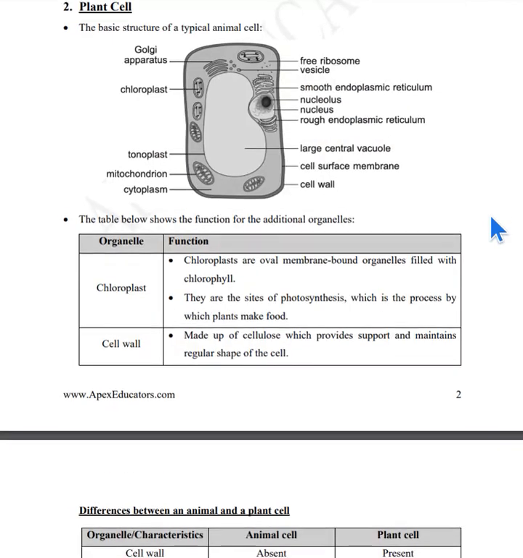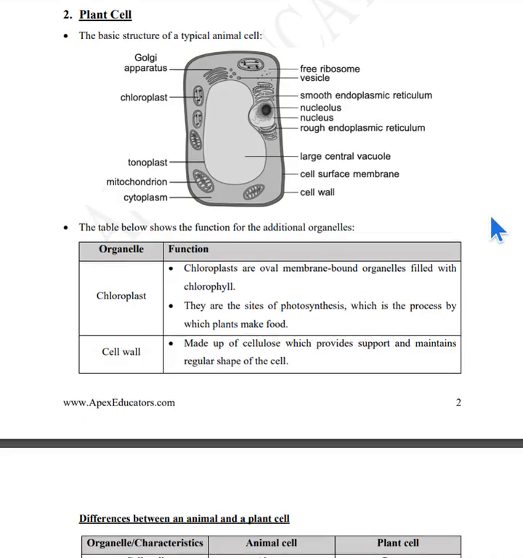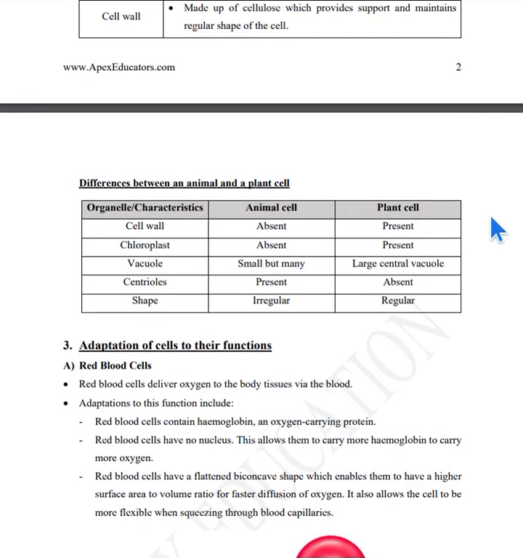Then for the next one, plant cell, you need to be able to state 2 more organelles, mainly the chloroplast and the cell wall. What are the functions? Chloroplast, when you draw, it must be oval membrane-bound organelles filled with chlorophyll, and they are the sites of photosynthesis, which is the process by which plants make food. For cell wall, you need to tell me they are made of cellulose, and they are the supporting pillar, or you can say it provides support to maintain the shape of the cell.